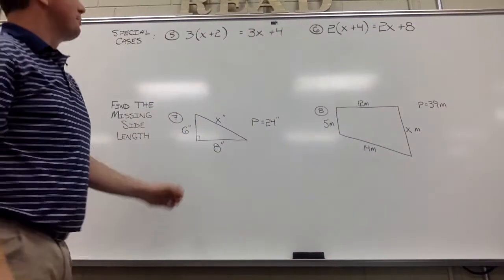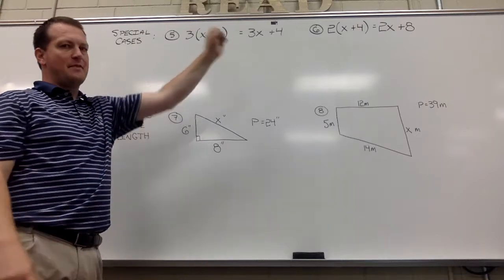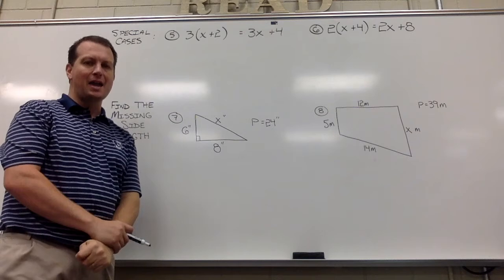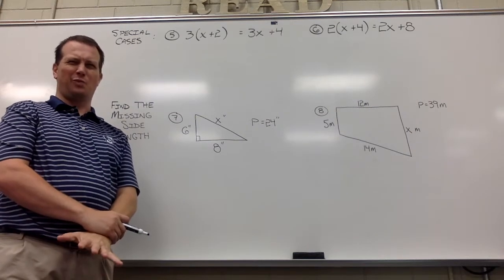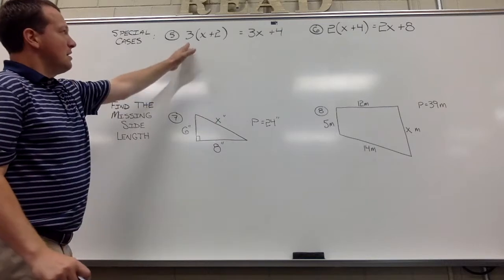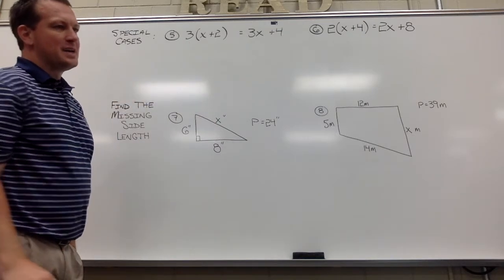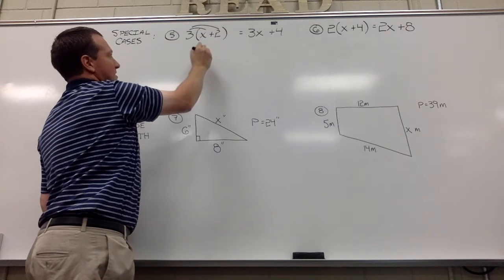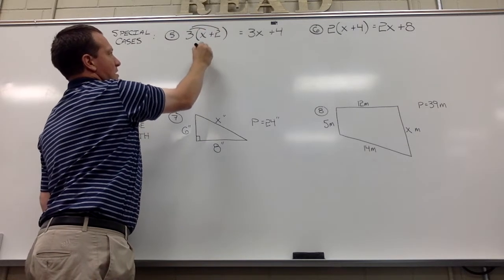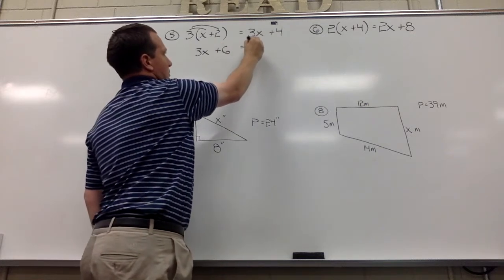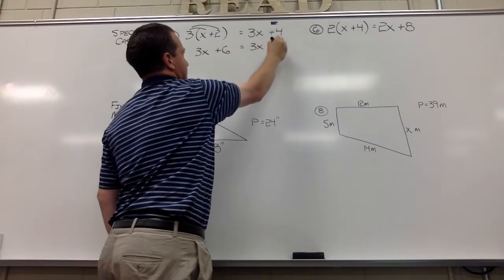Now what's going to happen here in examples 5 and 6 is my variable terms are going to cancel each other out. You're thinking, what? Cancel out? Watch and see here. As I look at the left side of my equation, I'm going to multiply my 3 outside into the x and the 2. So I'll have 3x plus 6 will equal 3x plus 4.